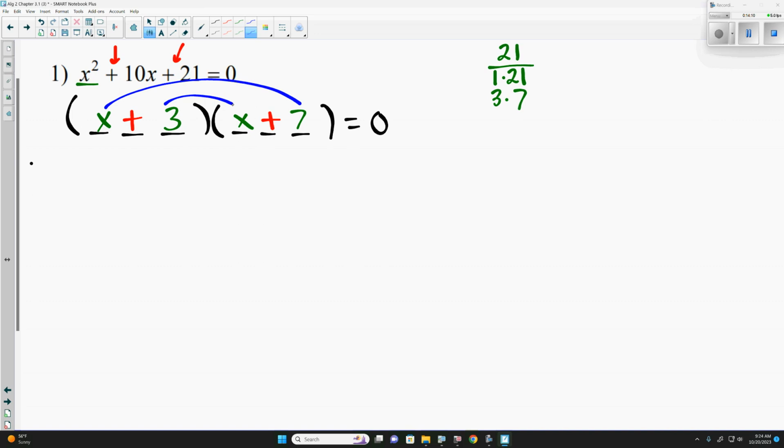So when I check this, I normally check it off to the side. 7 times x is 7x. 3 times x would be plus 3x. Okay, that's the middle term we wanted, yes? Now we can continue on.